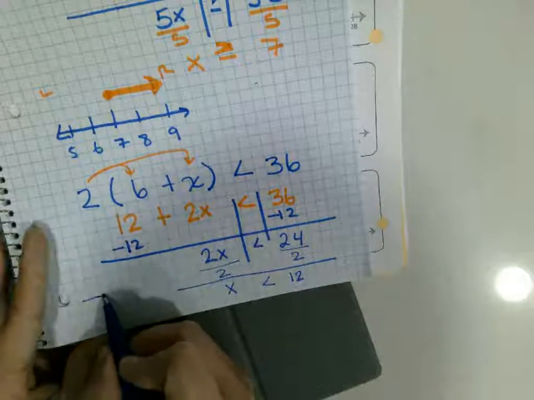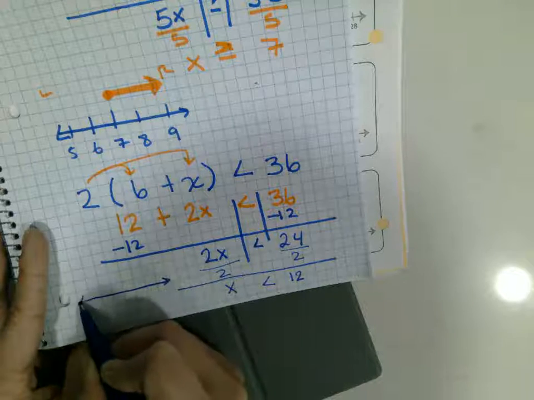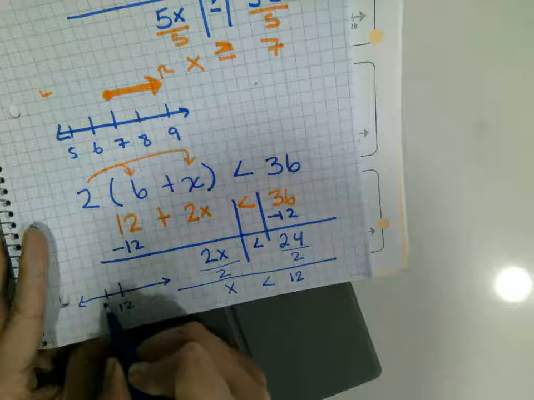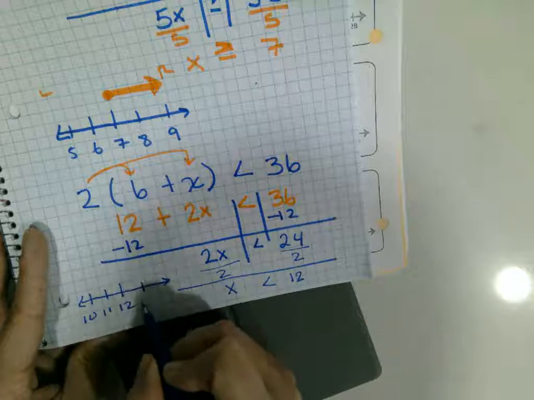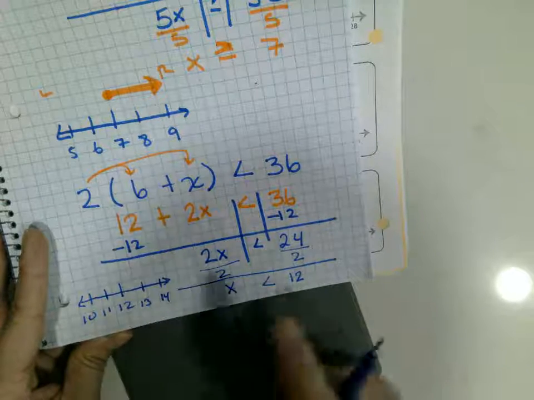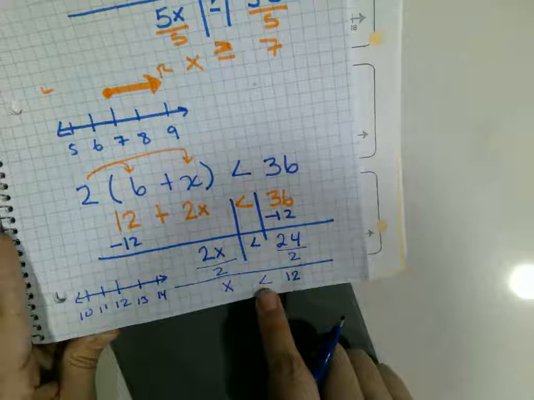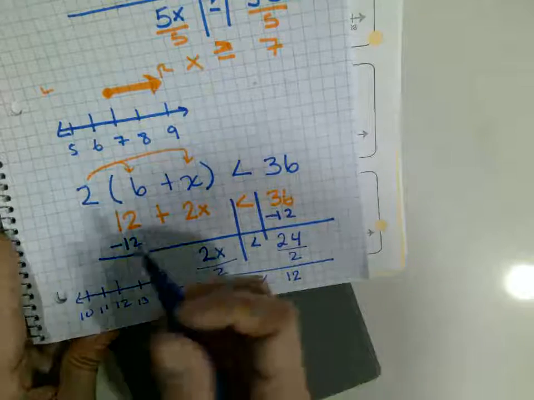I'm going to sneak it in right in here in my notebook. I'm running out of space, but I think it can fit. 10, 11, 12, 13, 14. Is this an open or closed circle? That's correct, an open circle.